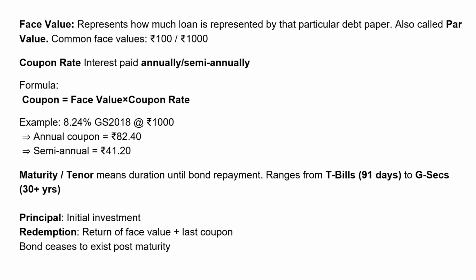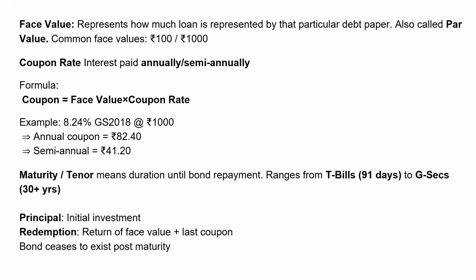Okay. What is face value? Face value represents how much loan is represented by the particular debt paper, also called par. Herein also the face value has very little relevance. It's just the actual price that each paper carried at the time when it was launched. The usual face value of a share would be 100 rupees or 1000 rupees, whereas the market price could vary. It can be 113, 120, or anything for that exact share, or the bond in this case.